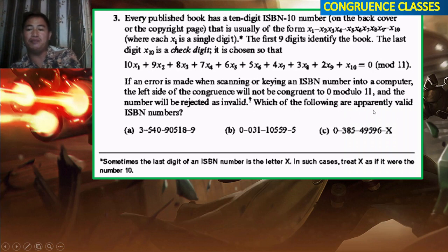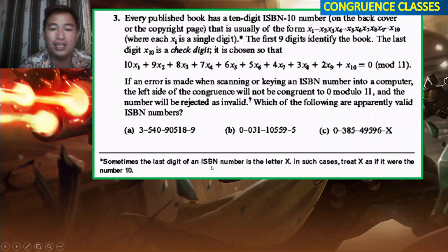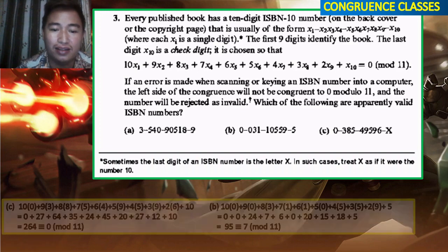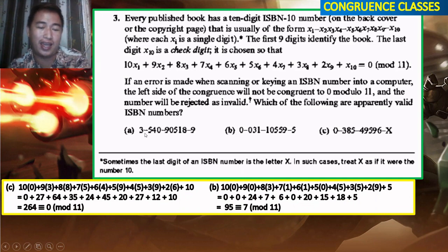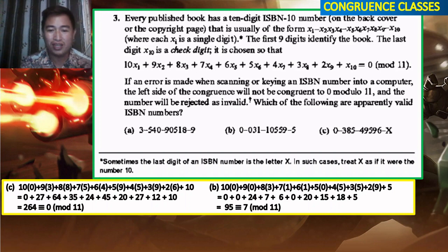Which of the following are apparently valid ISBN numbers? We have A, B, and C. Sometimes the last digit of an ISBN number is the letter X, like in C and D. In such a case, treat X as if it were the number 10. Okay, we solve C and D. You can check A yourselves, whether it is valid or invalid.